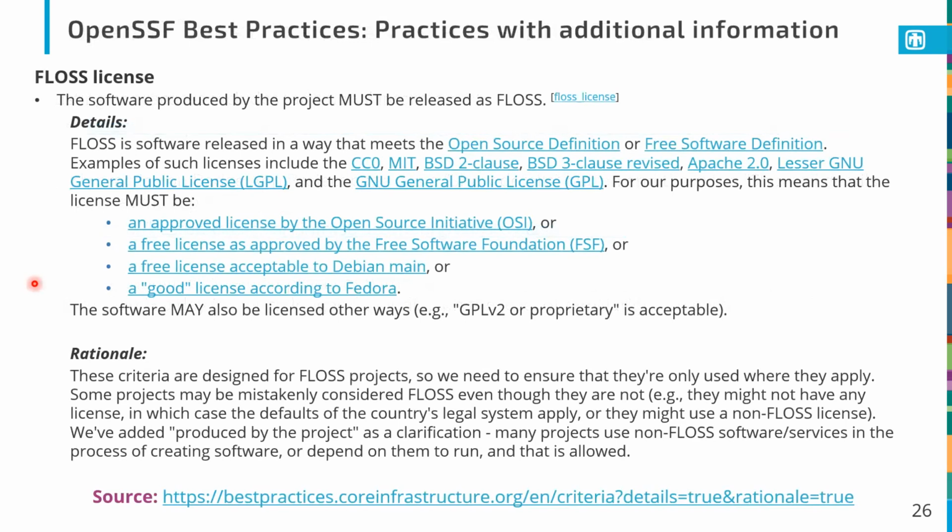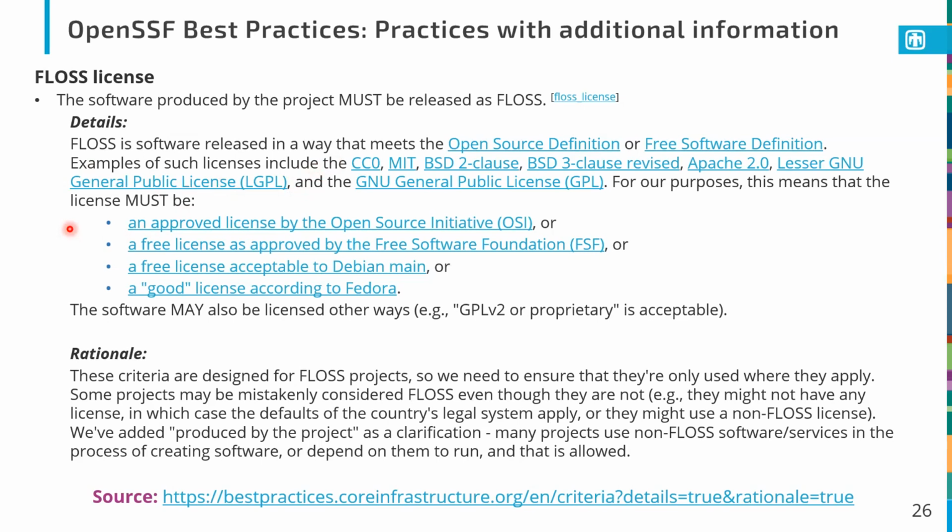So here's an example of what this additional information looks like. In the area of free open source licenses, it says that the software produced for the project has to be released under a free open source license. And this is in the basic passing level. If you look at the details, it describes the definition of open source software and of open source licenses. It gives some common licenses that are used for open source software. And then it states that you have to select a license that is approved by the Open Source Initiative, by the Free Software Foundation, and it's got to be acceptable to the Debian and the Fedora Linux distributions.